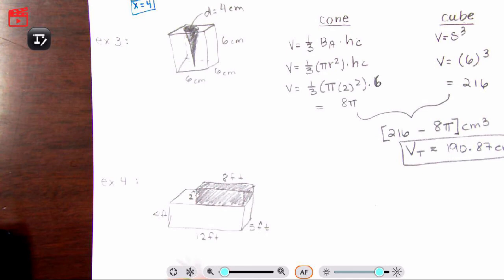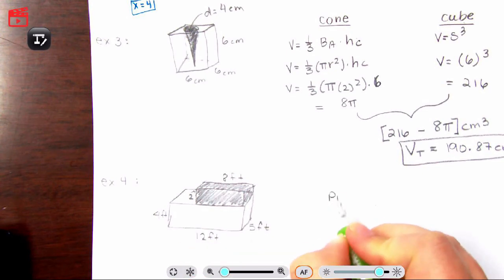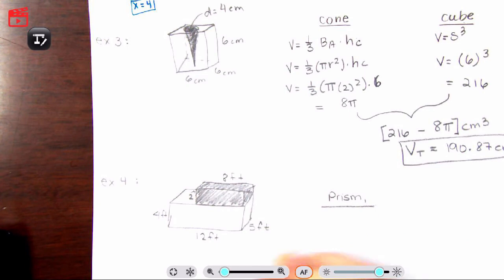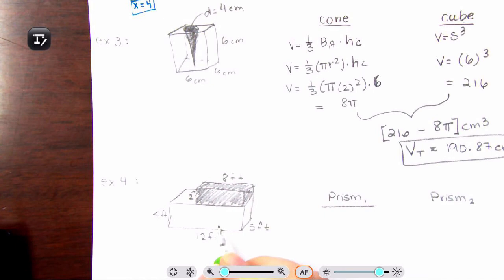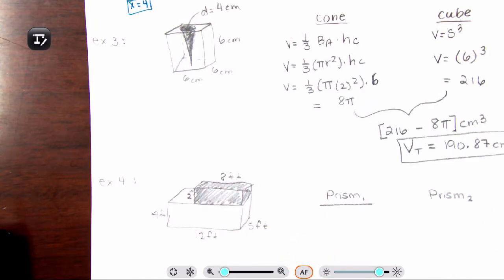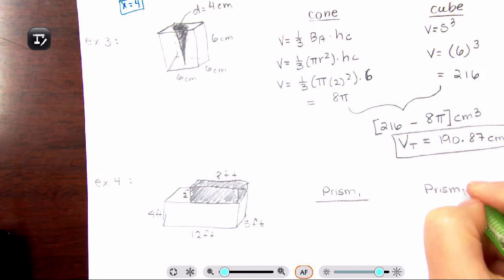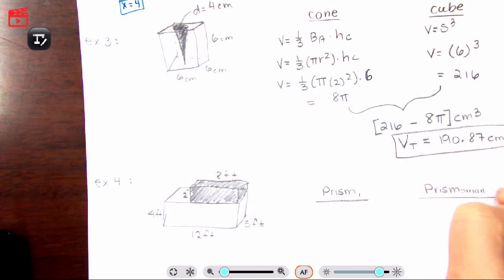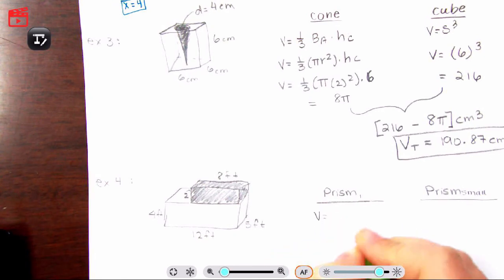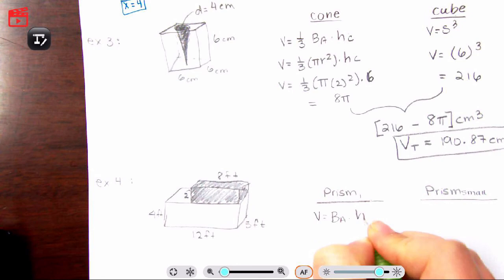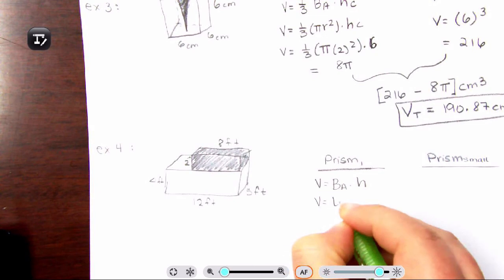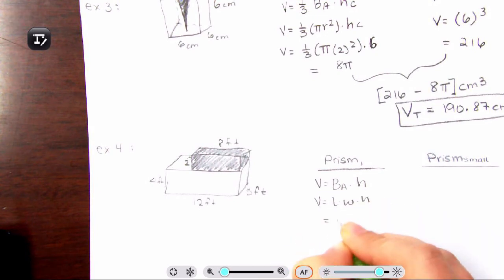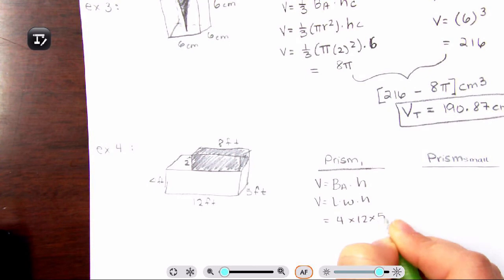All right, what's happening here? I have a rectangular prism. I'm going to say prism 1. And I have another rectangular prism. I'm going to say prism 2. You can say prism big, prism small. Let's do prism small here. So that way we just know the difference. So let's do prism number 1, which is the big one. Volume is area of the base times the height. Or again, super duper easy for a rectangle, length times width times height. So we have 4 times 12 times 5.